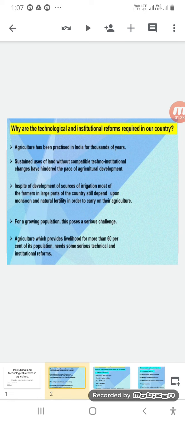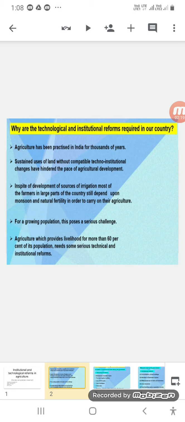This sustained use of land without compatible techno-institutional change has hindered the pace of agricultural development. As this much of the population is engaged with agriculture, the agricultural field must be developed. So these reforms are needed. In spite of the development of sources of irrigation by the government for the farmers, most of the farmers still depend upon monsoonal rains and natural fertility in order to carry on their agriculture. For the growing population of India, this poses a serious challenge.